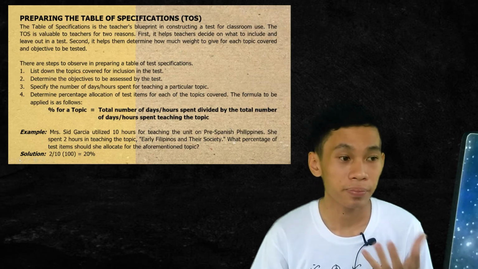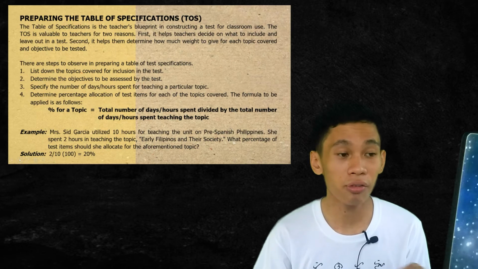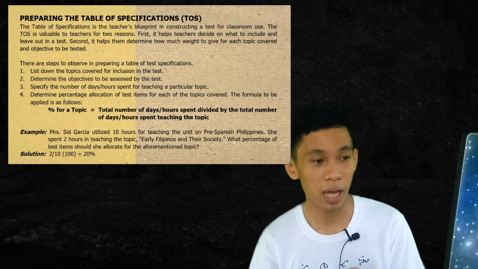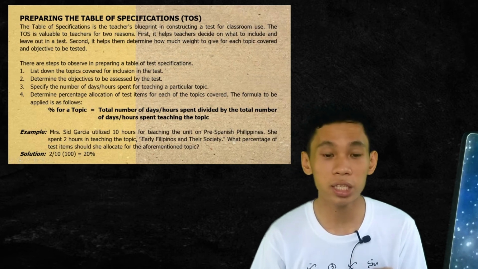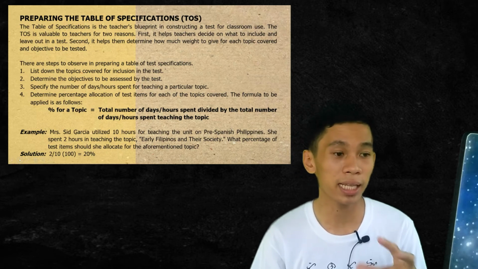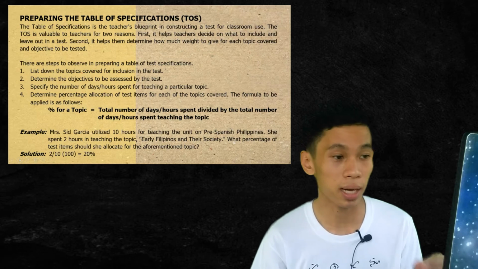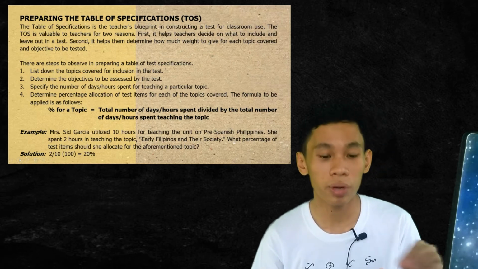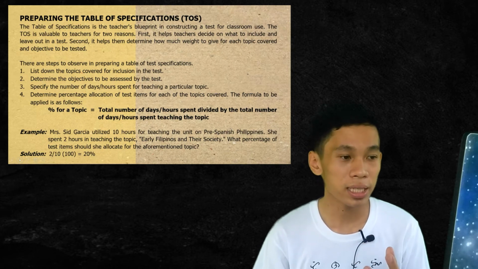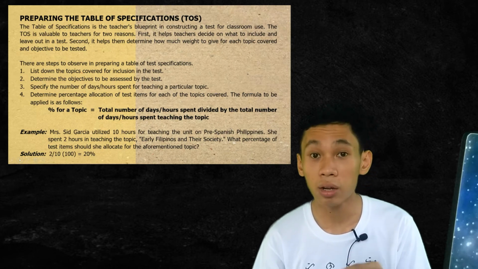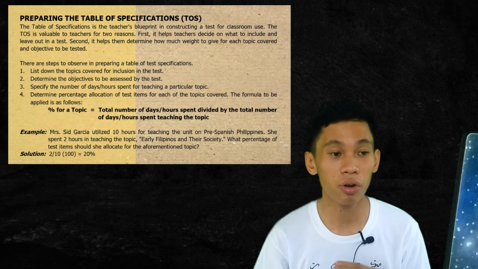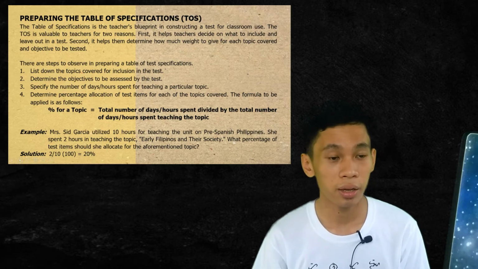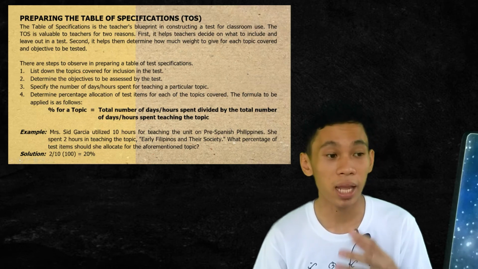Okay? Next, specify the number of days or hours spent for teaching a particular topic. Okay, ilang number of days mo bang tinuro yung isang chapter at ilang oras mo siyang itinuro sa klase? So, kailangan mong ma-specify, okay? Mag-allot ka ng time kung ilang oras mo siya tinuro. The fourth step, determine percentage allocation of the test items for each of the topics covered. Okay, this is the formula to be applied.